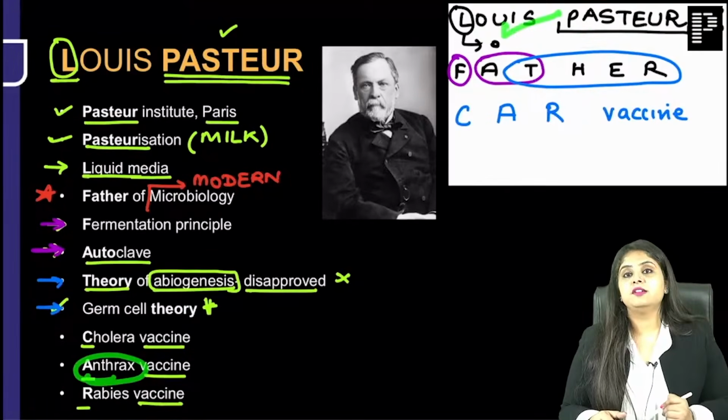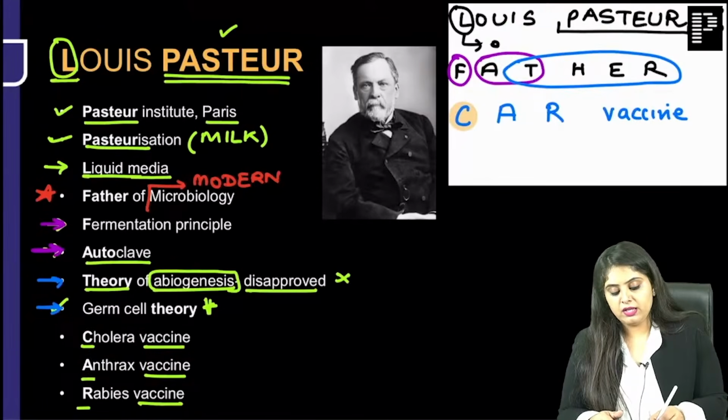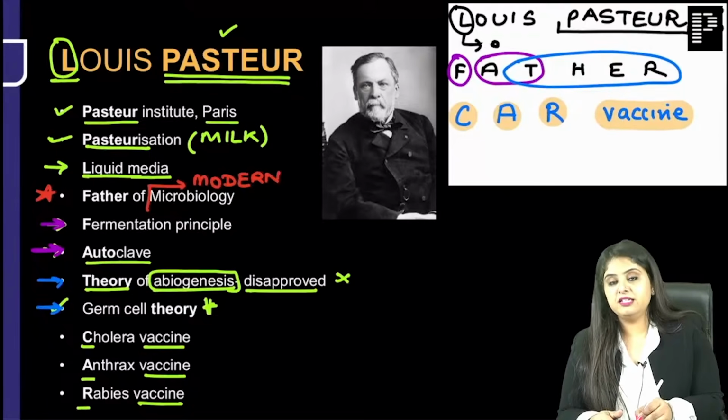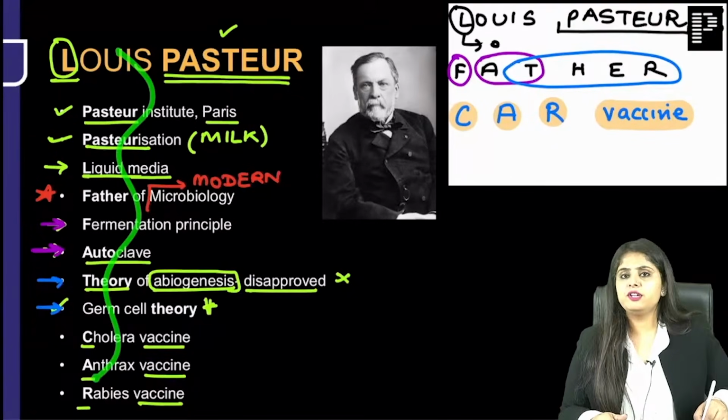Anthrax vaccine, Sir Louis Pasteur. Cholera vaccine, Sir Louis Pasteur. So please remember, cholera, anthrax, rabies vaccine has come from Sir Louis Pasteur. So this means that in the end, you don't have to sit and read this.